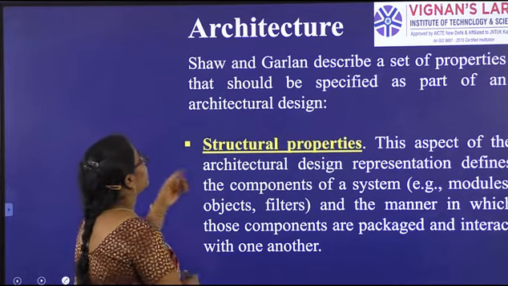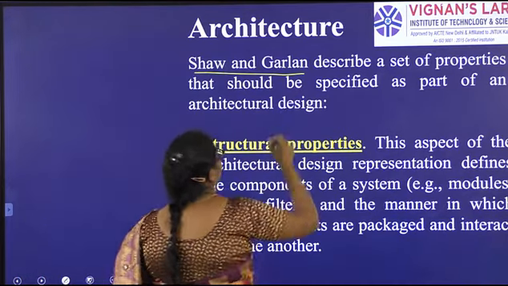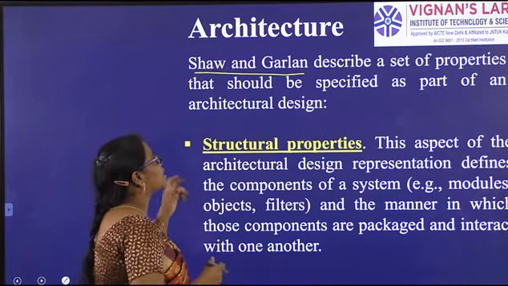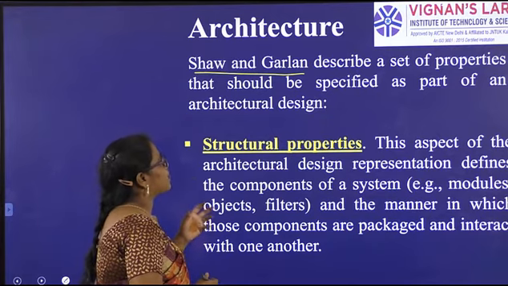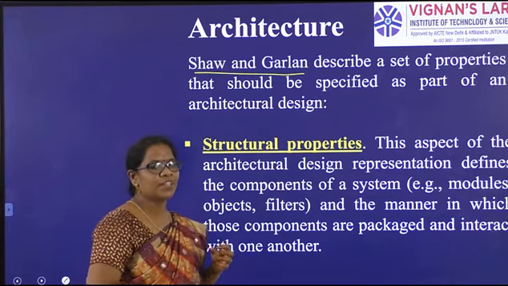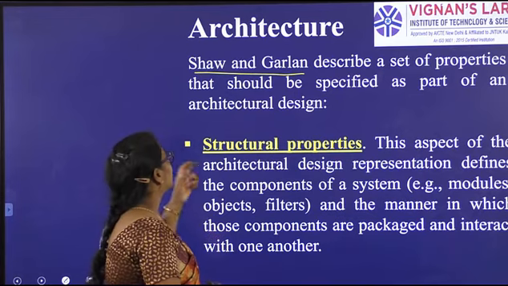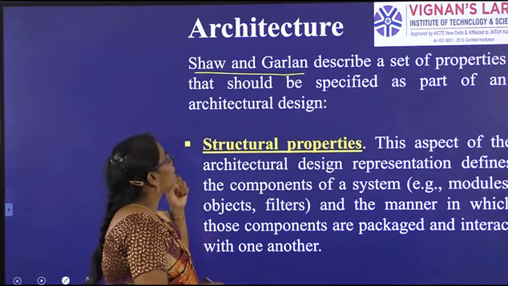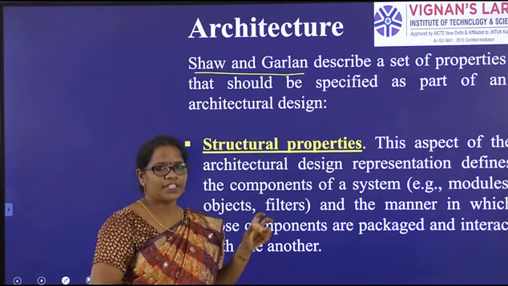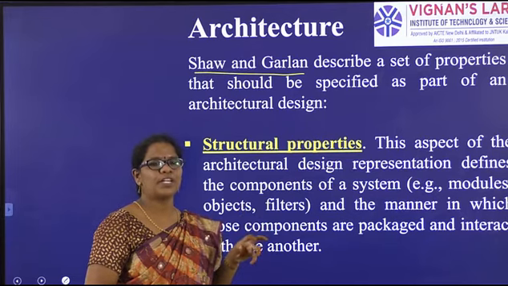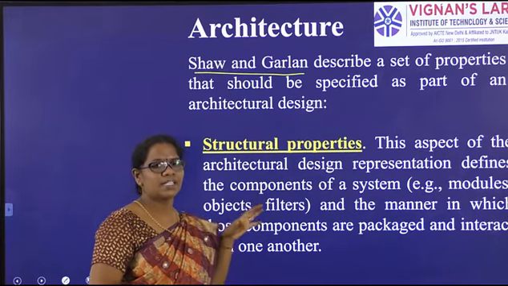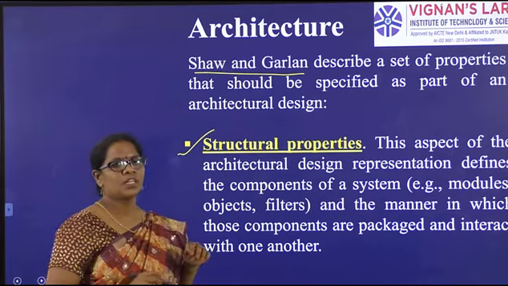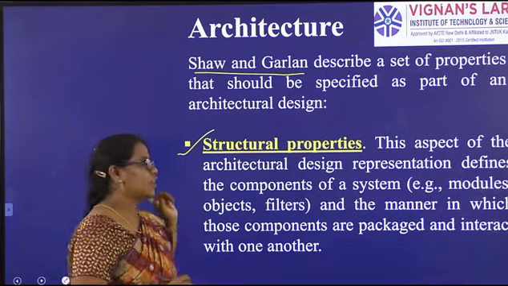So Shaw and Garlan, these are the two software engineering contributors. These two contributors describe a set of properties that should be specified as part of an architecture design. In architecture design, they have given us some set of properties. That means in order to design the architecture, we have to use some set of properties in order to represent. So there are some guidelines. So what are those? The first set is the structural properties.